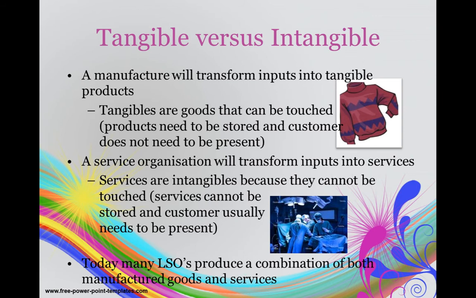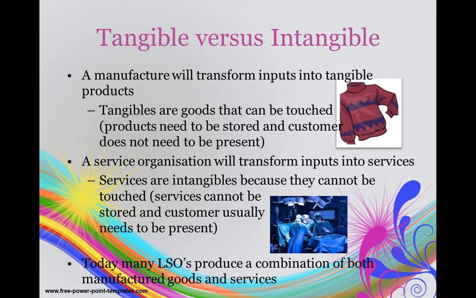Tangible versus intangible. A manufacturer will transform inputs into tangible products. Tangible products are goods that can be touched. For example, a jumper. The inputs for a jumper would be wool. Tangible products need to be stored, and the customer does not need to be present during the operations.